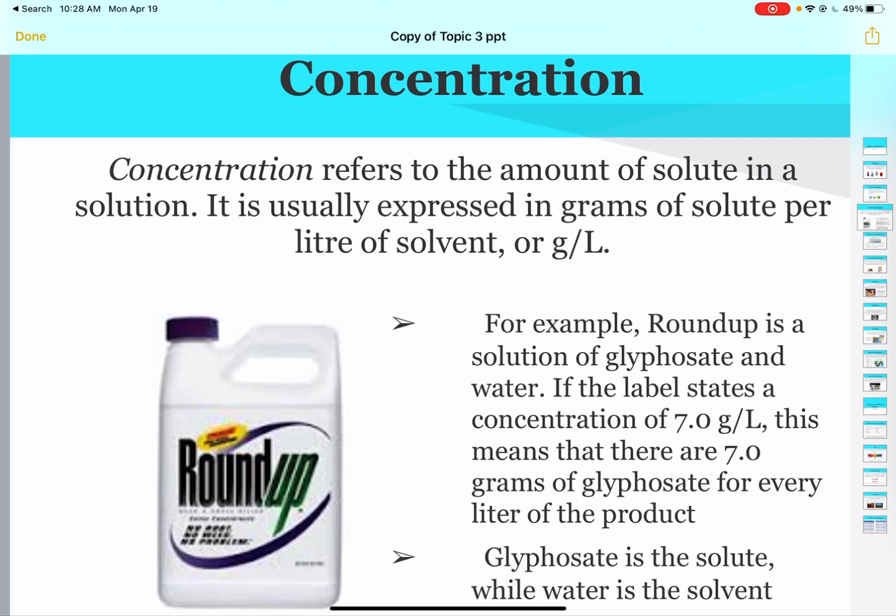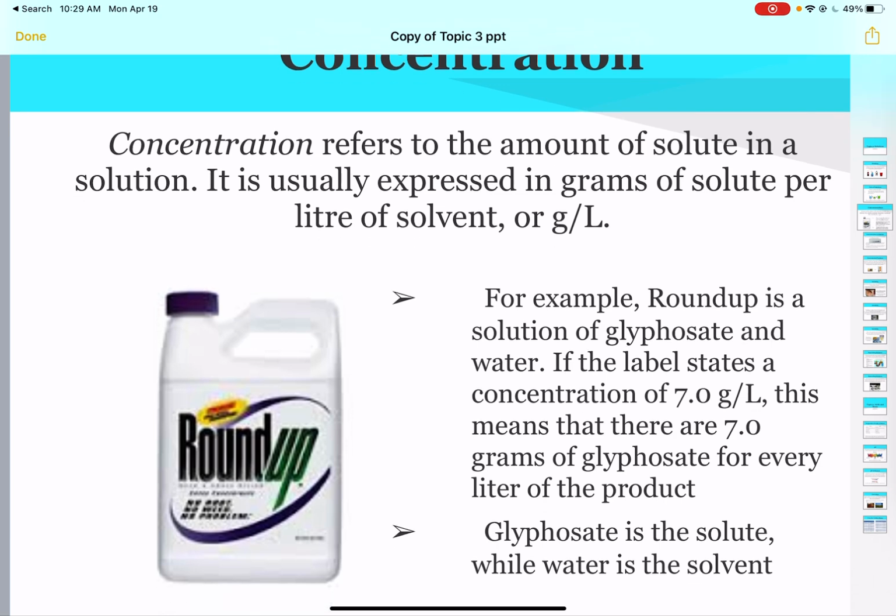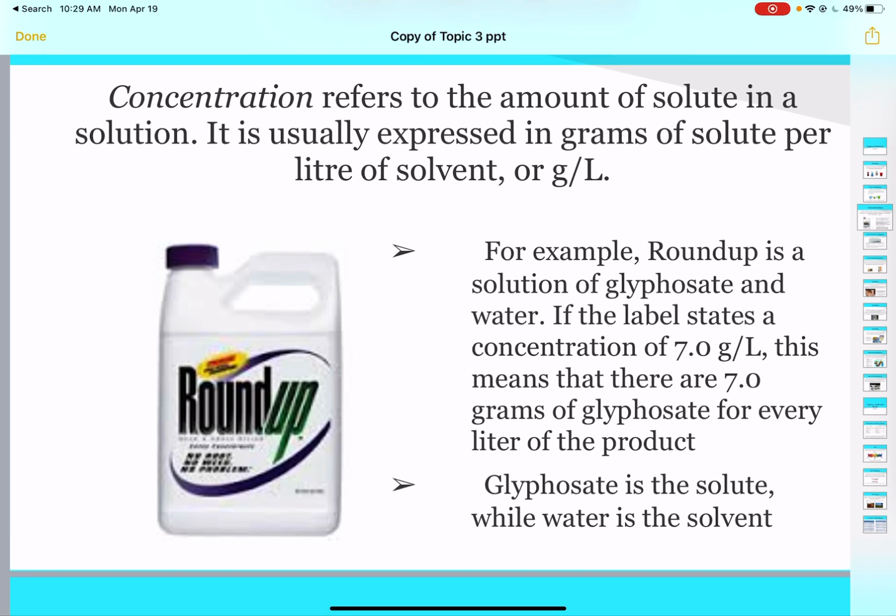Concentration. It says concentration refers to the amount of solute in a solution. It is usually expressed in grams of solute per liter of solvent, or grams per liter. So when we're looking at concentration, we're looking at how much solute is in there compared to how much solution there is. It gives us an example here of Roundup.